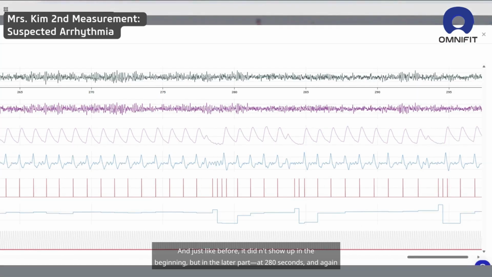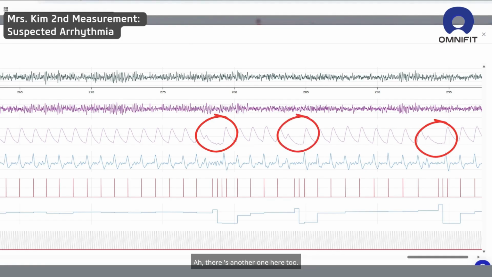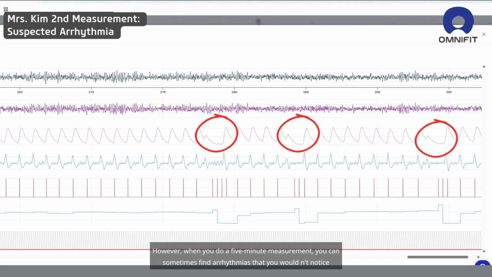And just like before, it didn't show up in the beginning, but in the later part, at 280 seconds, and again between 290 and 295 seconds, we could see arrhythmia again. There's another one here too, at around the 285-second mark. So, with HRV, it's actually hard to detect these kinds of arrhythmias when we're measuring for a short period of time. However, when you do a 5-minute measurement, you can sometimes find arrhythmias that you wouldn't notice in your daily life, and in these cases, we can detect and check for them like this.